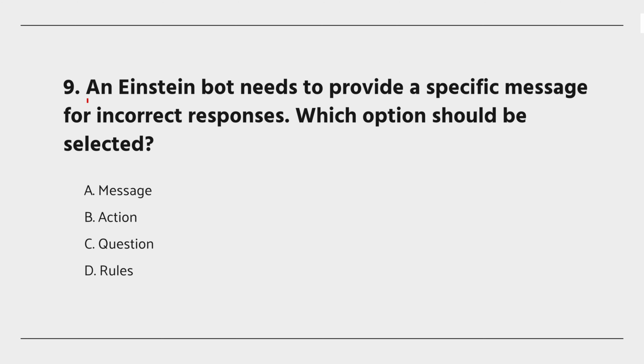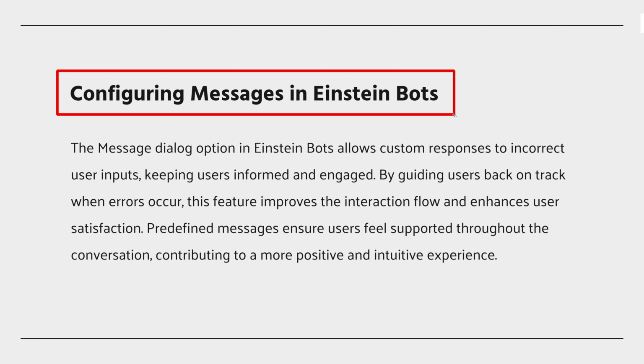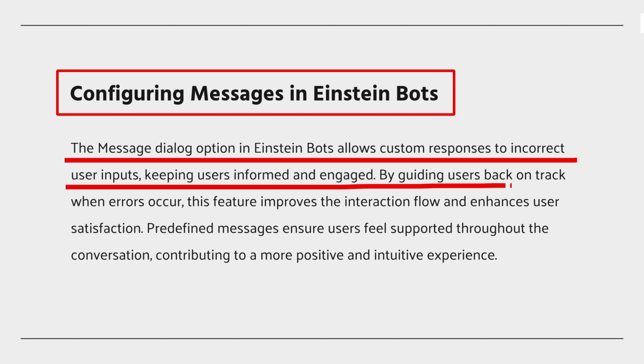Question 9. An Einstein bot needs to provide a specific message for incorrect responses. Which option should be selected? The knowledge points of this question are: configuring messages in Einstein bots. In Einstein bots, the message option lets you set custom responses for incorrect answers, helping users stay on track. This makes interactions smoother and keeps users engaged by providing clear guidance when needed.